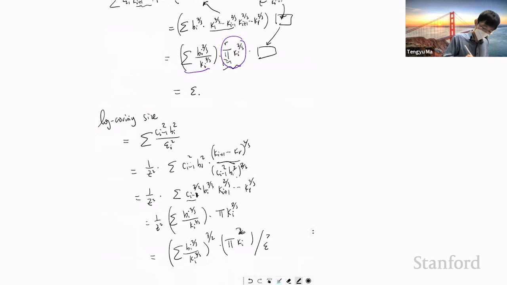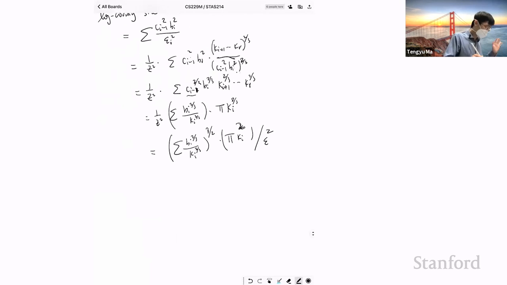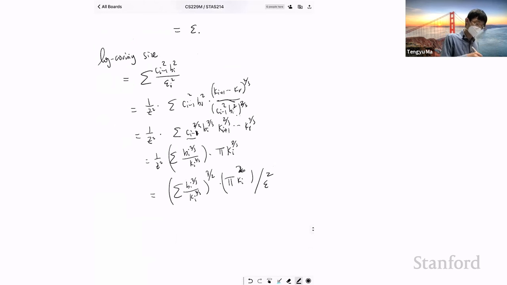Over epsilon square. Okay, so I guess maybe this is a good demonstration of why I shouldn't do this, right? Even after I verify this with my notes, which has almost all the steps, it is kind of tricky. But anyway, before talking about how to do this better, let's first agree that this is done, right? Because now you see the log covering size is bounded by something over epsilon square, and that's what we wanted to have.